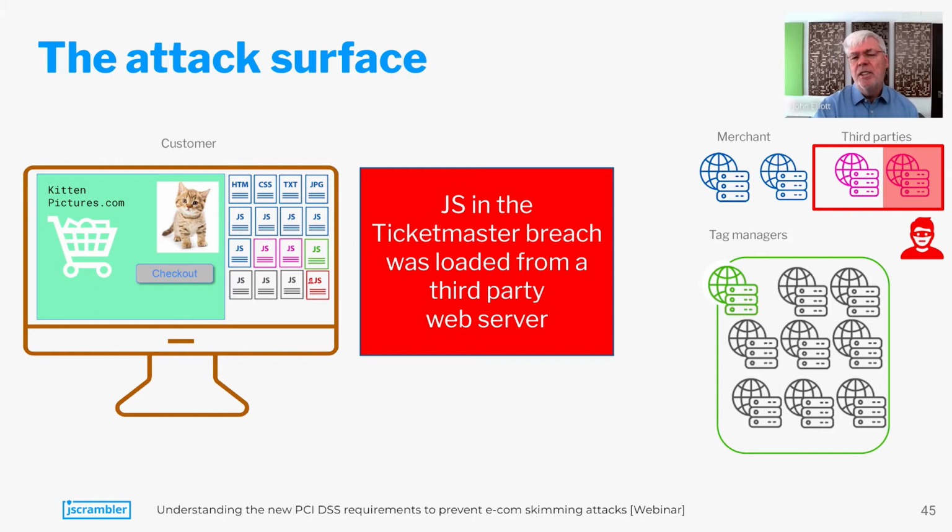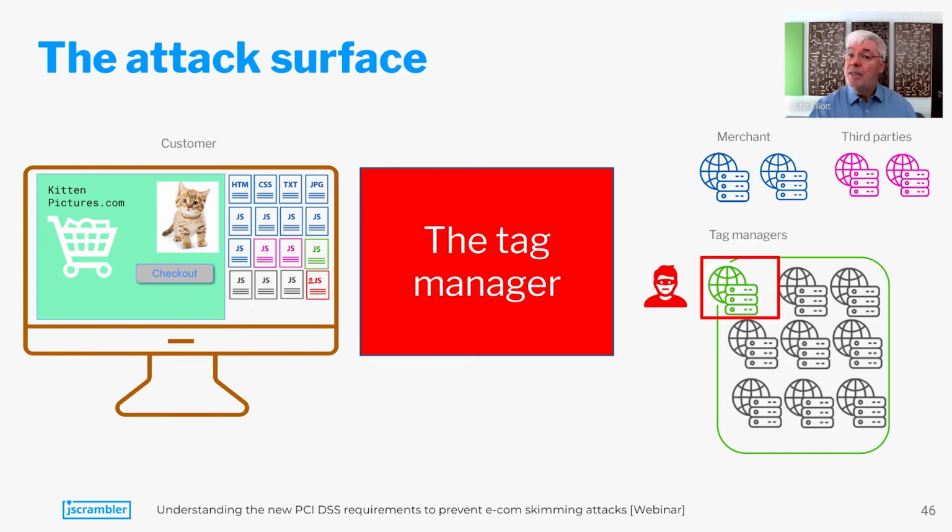This was a targeted attack. The third-party chat provider was deliberately targeted by the criminals because they knew it would give them access to the cardholder data of Ticketmaster's customers. The criminal could also attack the tag manager.